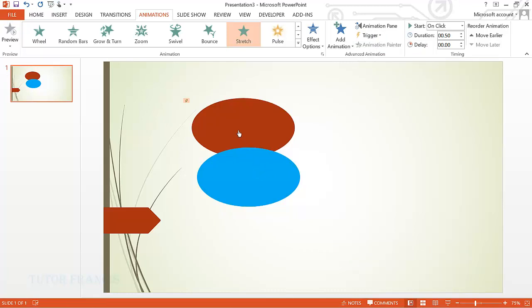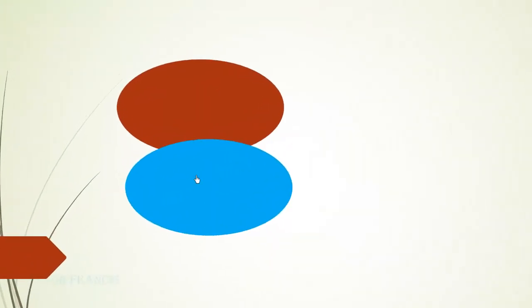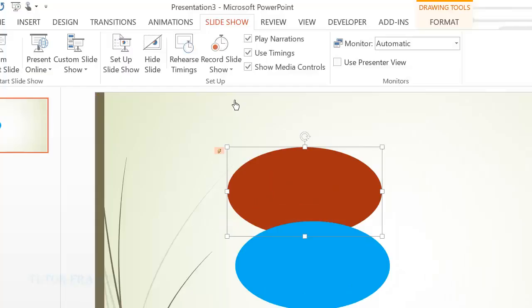Then I'll add another animation to it. So I'll select it again. Now let me show you the reason why I'm going to add another animation. If I go to slideshow and from current slide I click this, you see that it keeps showing, it doesn't exit. So I need to add another animation to it.